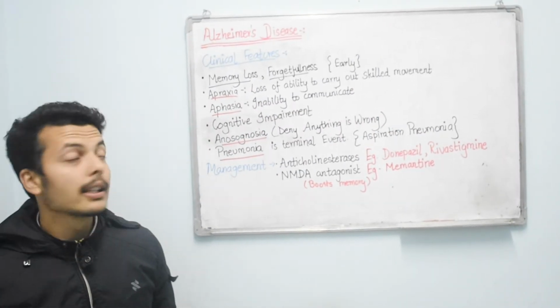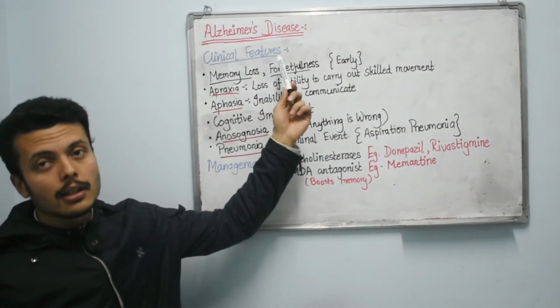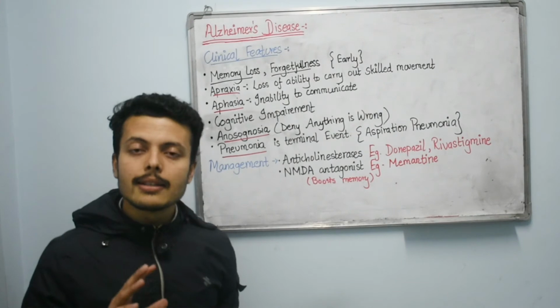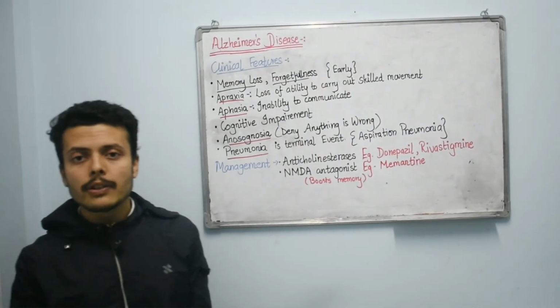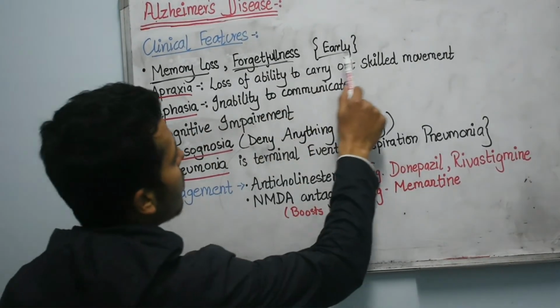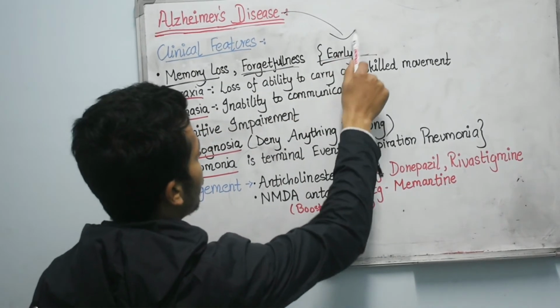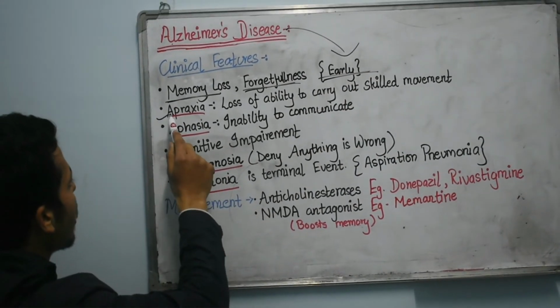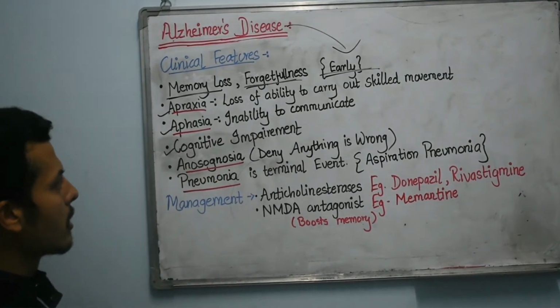Now let's discuss the clinical features of Alzheimer's disease. As Alzheimer's disease is a neurodegenerative disease, there is degeneration of neurons. And the degeneration of neurons in Alzheimer's disease causes memory loss and forgetfulness. The memory loss and forgetfulness are actually the early manifestations of Alzheimer's disease. Along with the progression of the disease, apraxia, aphasia, and cognitive impairment are also seen.